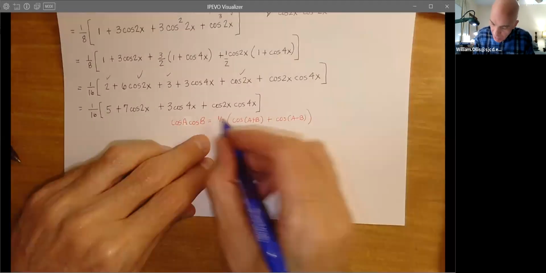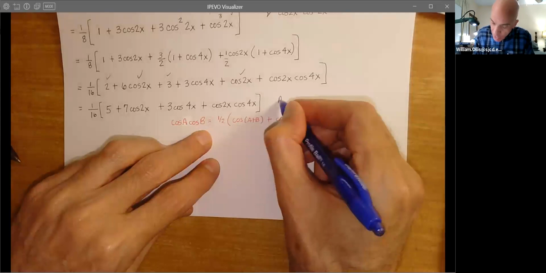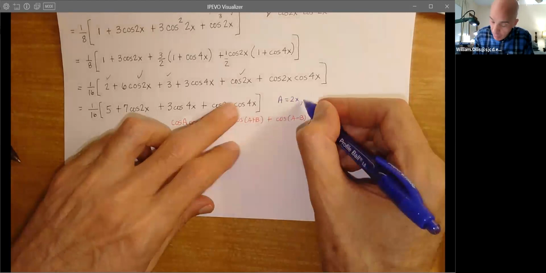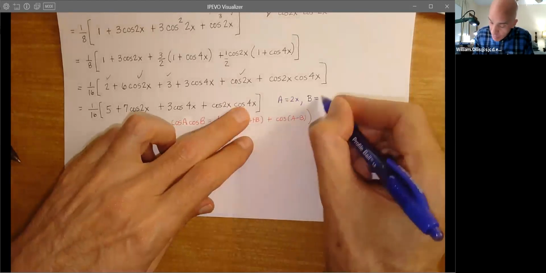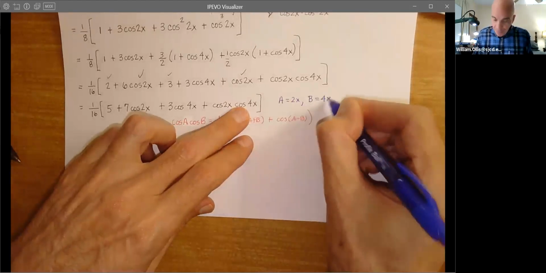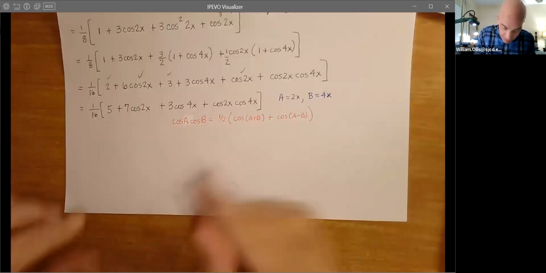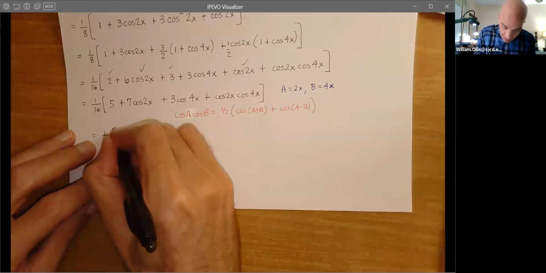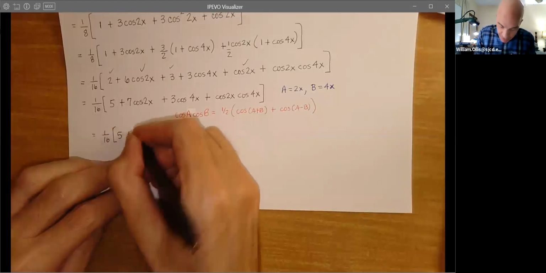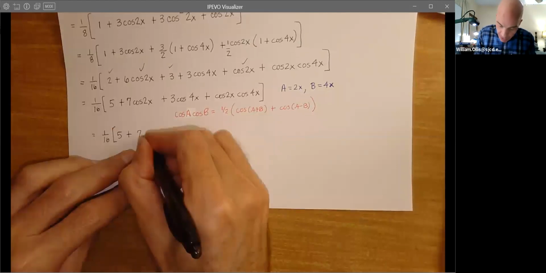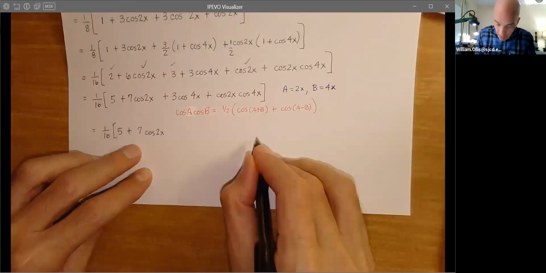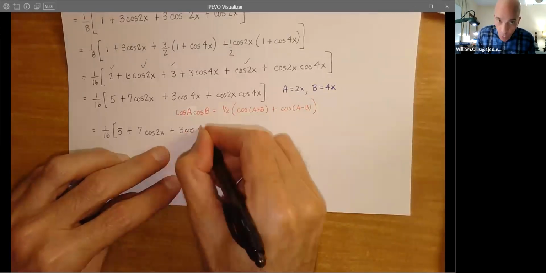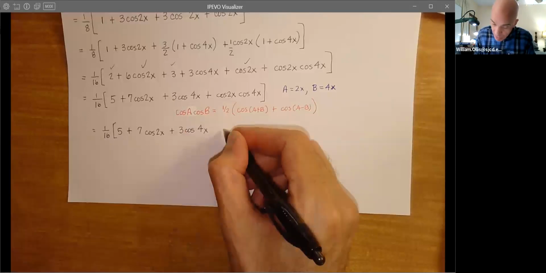So now notice we can just say A is 2x, doesn't matter which order you use, if it did, it wouldn't be any good. B is 4x. And so we can fill that in. So we get 1/16. So we have 5 plus 7 cosine 2x plus 3 cosine 4x. Now we do this, the 1/2.